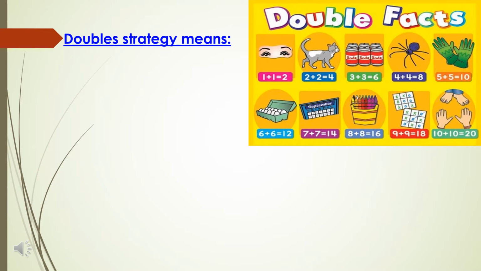Now, after we listen to the doubles song, we will move to the doubles chart. This chart contains doubles facts. The first fact with us today is 1 plus 1 equals 2.